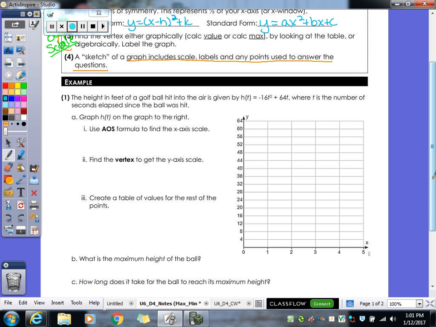So let's take a look at our first problem we have down here. We have the height in feet of a golf ball hit into the air is given by h of t equals negative 16t squared plus 64t, where t is the number of seconds elapsed since the ball was hit. So again, these first parts, that's if you have to create your own scale, but they give us our own scale, so we don't need to do that first and second part. We need to create a table of values so that we can graph this.